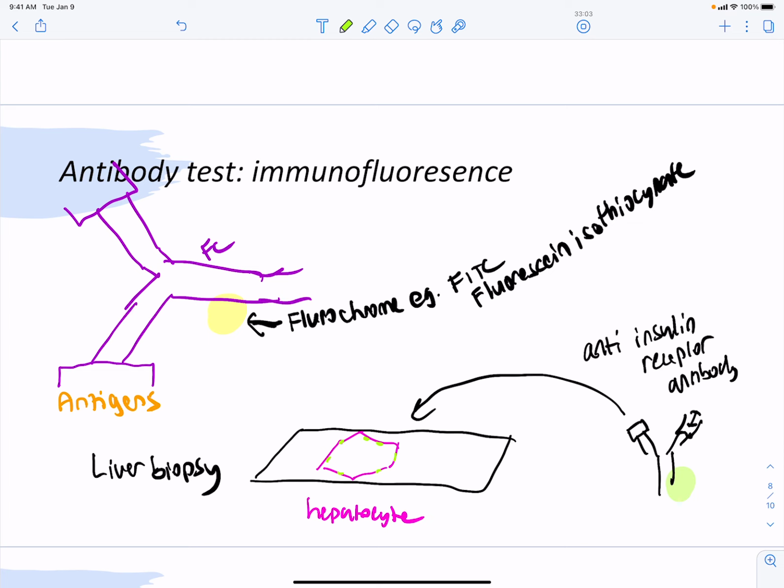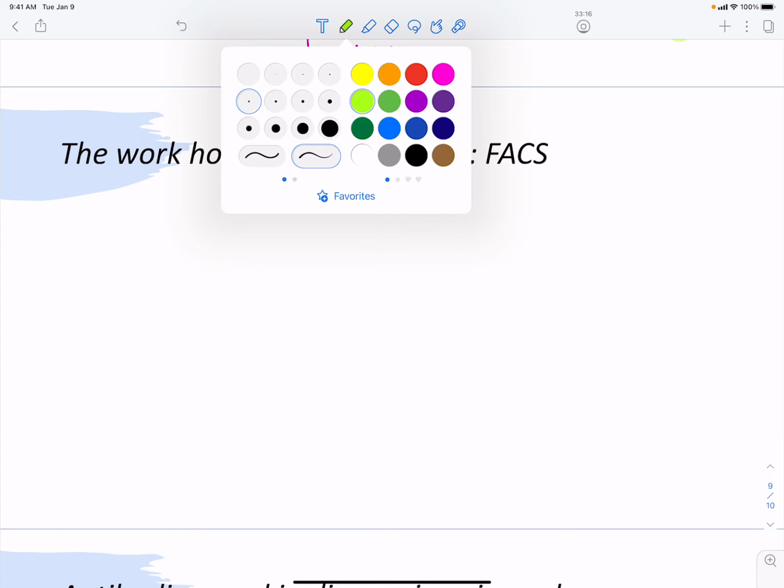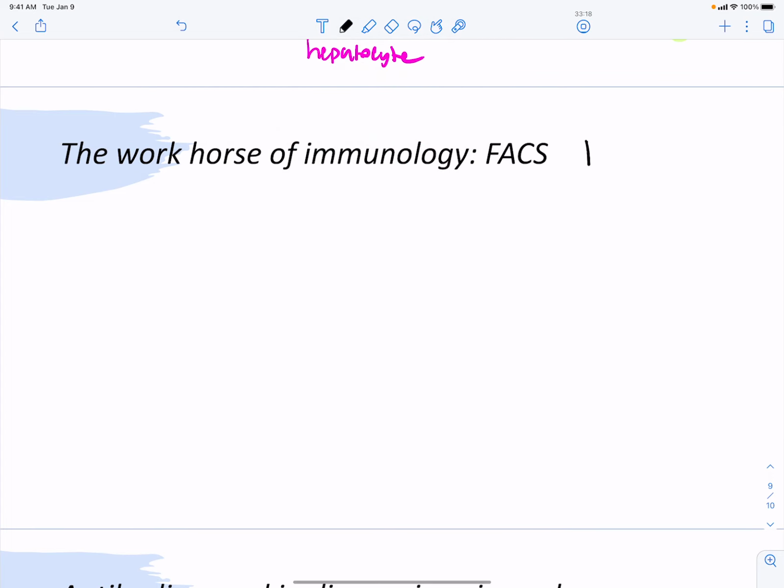And so we also have what we call FACS analysis, flow cytometry. This is what I call the workhorse of the immunologist. Now, with flow cytometry, there's many different things you can watch and see. You can see the machine actually work. But in essence, what flow cytometry allows you to see is differences at the level of a single cell.